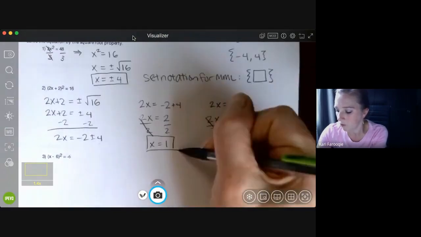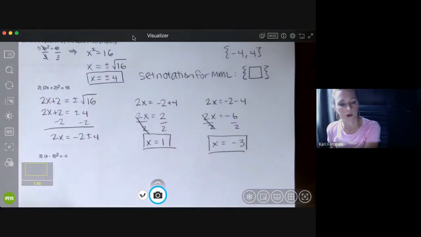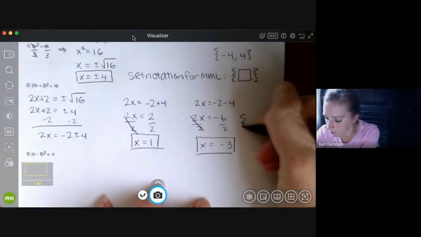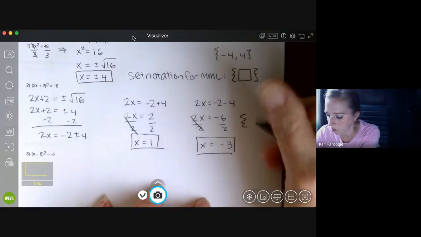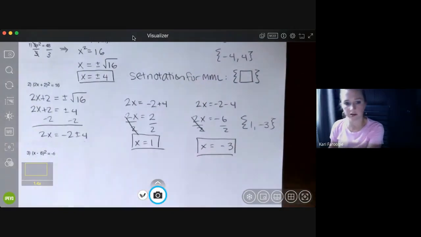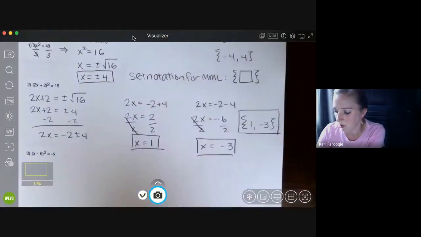Now, again, for me, I'm okay with you on a test saying x equals 1 and x equals -3. On MyMathLab, you're going to get braces, and you're just going to enter the values into the braces in either order. It does not matter if they are ascending or descending or anything like that. That's the set notation way to write your answer.